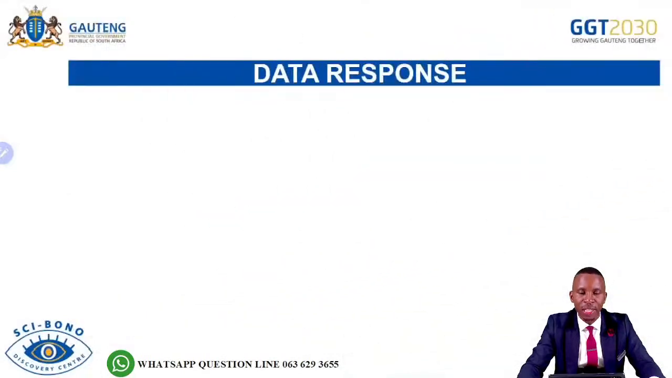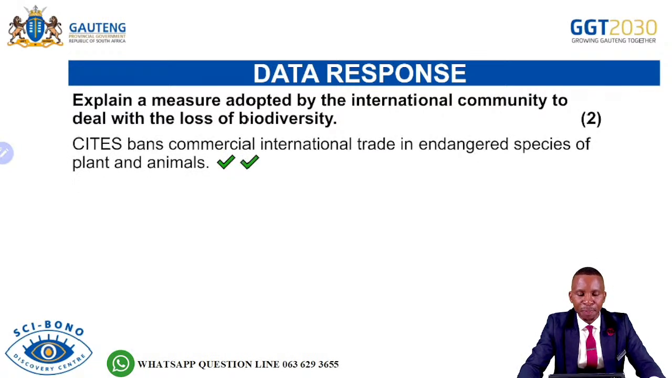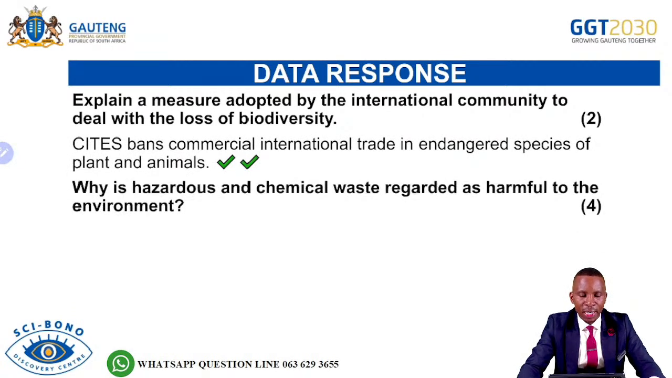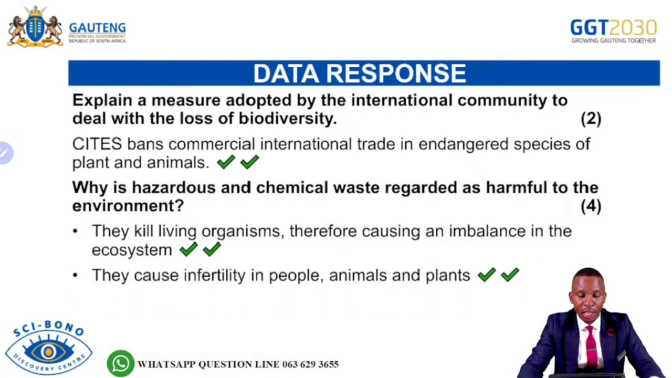And then we continue with the same data response. Explain a measure adopted by the international community to deal with loss of biodiversity. CITES bans commercial international trade in endangered species of plants and animals. Why are hazardous waste and chemical waste regarded as harmful to the environment? They kill living organisms, therefore causing an imbalance in the ecosystem. They cause infertility in people, animals, and plants.